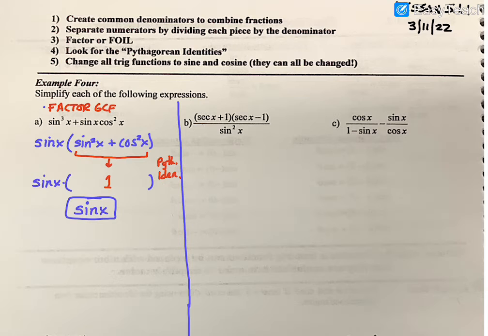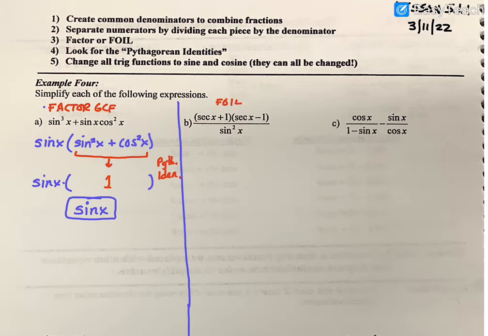Go back and look up at those 5 options up top. Combine the fractions, separate the fractions, factor or FOIL, look for Pythagorean identities, change everything to sine and cosine. And look at your numerator here: secant x plus 1 times secant x minus 1. What can I do with those 2 parentheses if it's a binomial times a binomial?